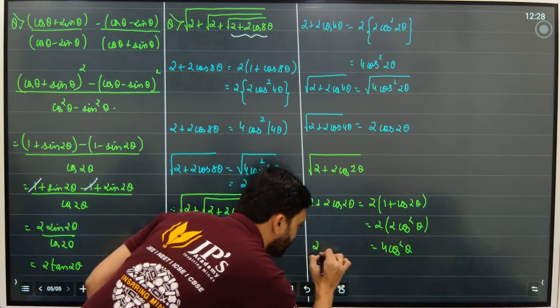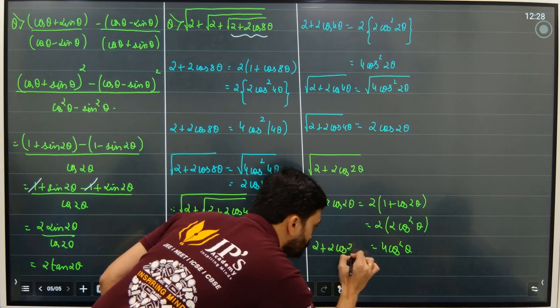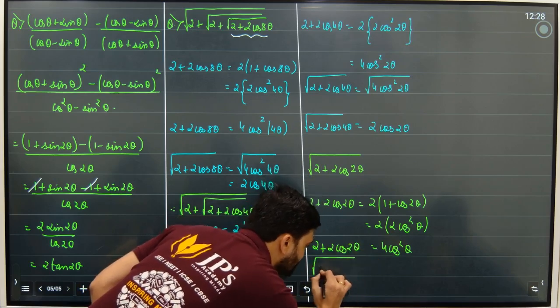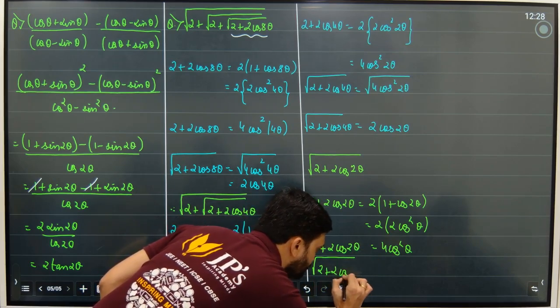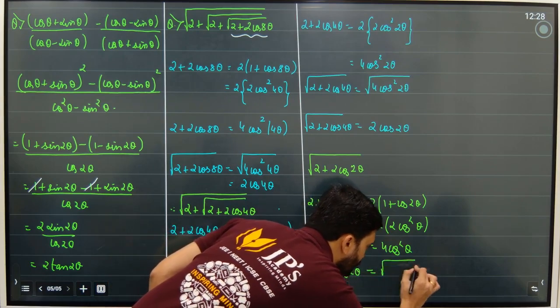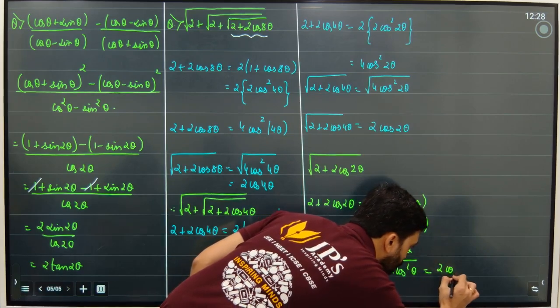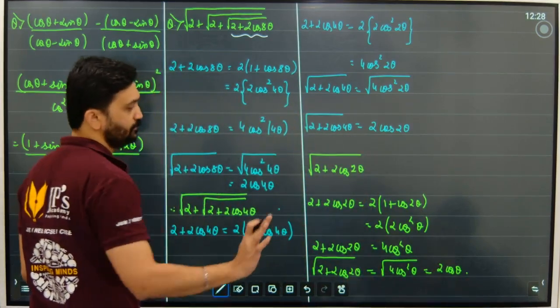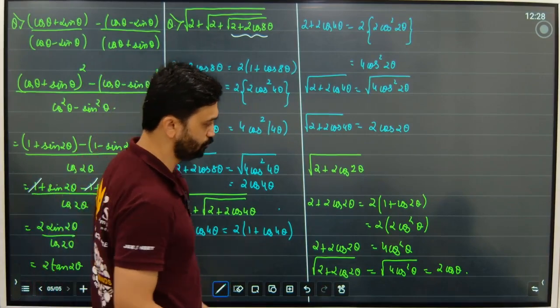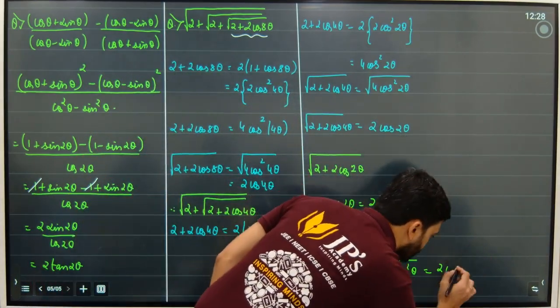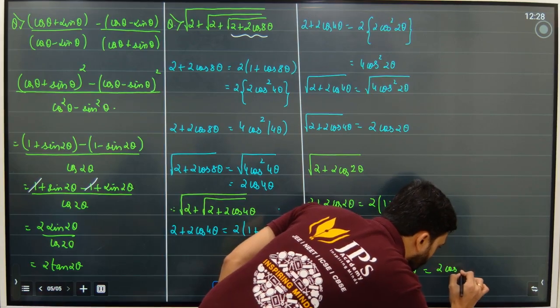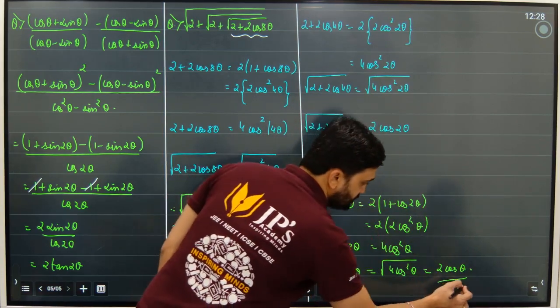किसका फॉर्मूला है ये? 2 plus 2 cos 2 theta. एंड गाइस लास्ट स्टेप अगर मैंने रूट डाल दिया इसको, so this will become under root of 4 cos square theta, which will become 2 cos theta. See, I'm not putting any mod sign yet. We're just going to solve it normally. So इसको ऐसे लिख देंगे 2 cos theta. And this is what we had to prove.